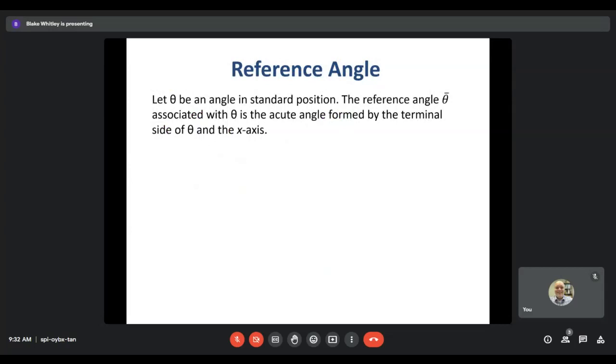All right, now, reference angles. So we're going to let theta be an angle in standard position, again, from that positive x-axis. The reference angle, which we're going to call theta bar, is associated with theta, and it's the acute angle formed by the terminal side of theta and the x-axis. So, in other words, the things we just looked at in the previous slide are what we call reference angles.